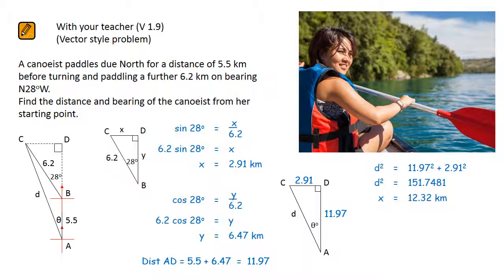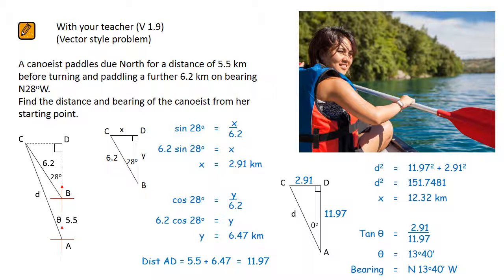Finally, we have to find the bearing of the canoeist from her starting point. This means we are standing at the starting point. We have to find the bearing to her. That'll be given by angle theta in the diagram. To find theta, once again we're looking at that large right-angled triangle ADC, and we can say that tan of angle theta equals opposite 2.91 over adjacent 11.97. That'll give us that theta equals 13 degrees 40 minutes. The bearing is from the north, rotate 13 degrees 40 minutes towards the west.